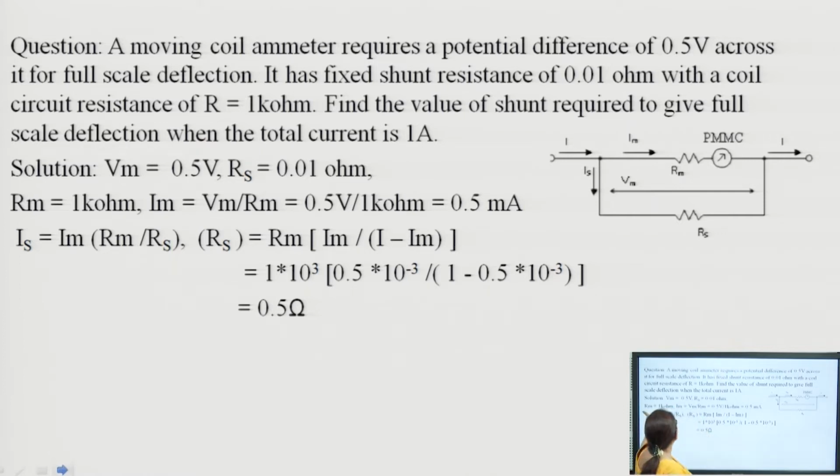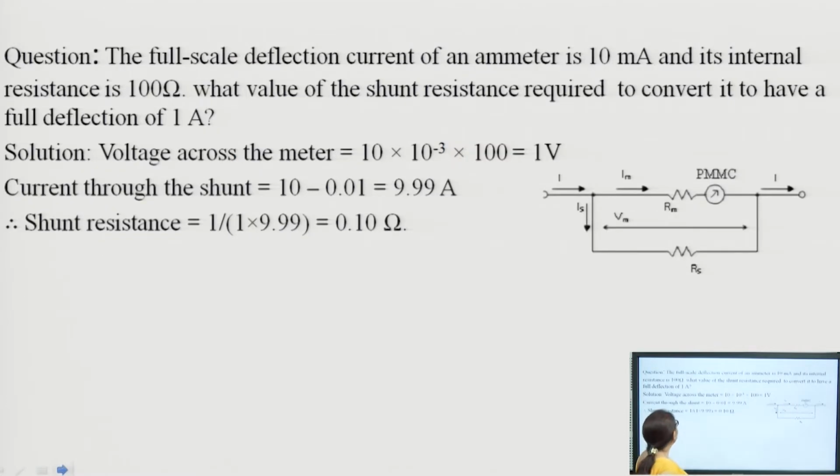So, when we are doing this, we are converting a PMMC instrument to measure 1 ampere, and we can see the value of Im is 0.5 milliampere. So, we have to convert it into 1 ampere. The value of resistance Rm is 1 kilo ohm and here the shunt resistance is 0.5 ohm. So, that is why we need very little resistance to increase the range of the ammeter.